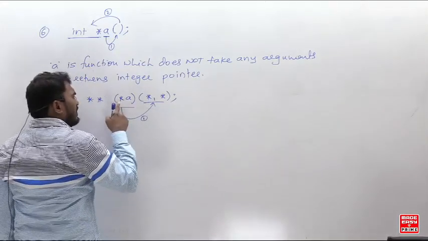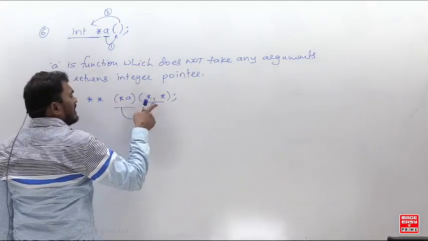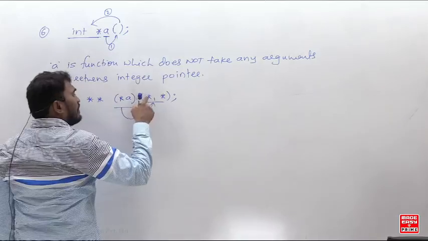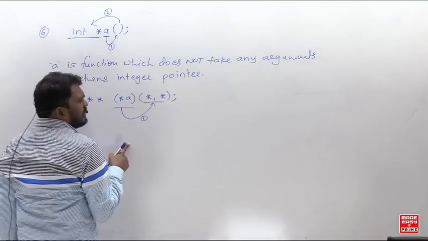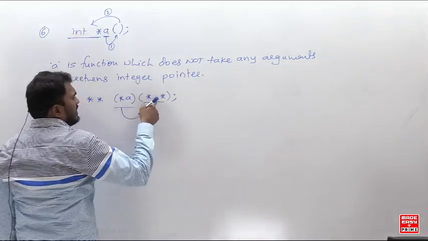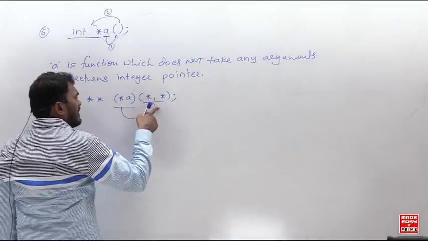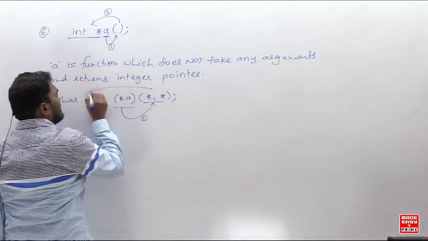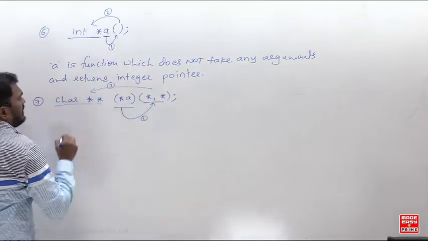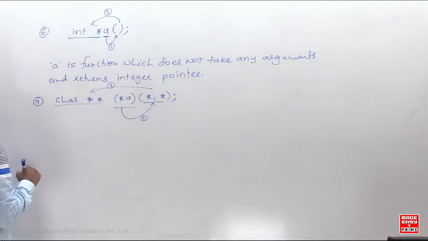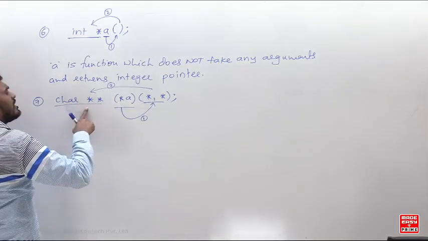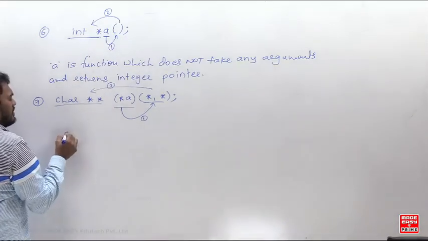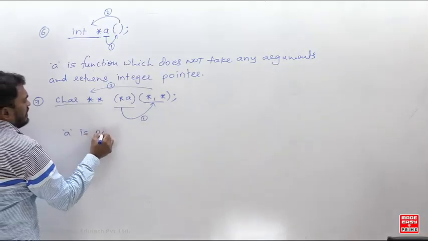When you say A is a pointer to function, is it taking arguments? Yes, sir. It is taking 2 pointers as arguments. What type of pointer? We don't know. And when you say function, is it returning anything? Yes, sir. It returns a character double pointer. Character double pointer means what? A pointer to pointer.